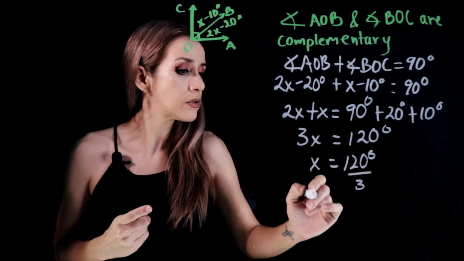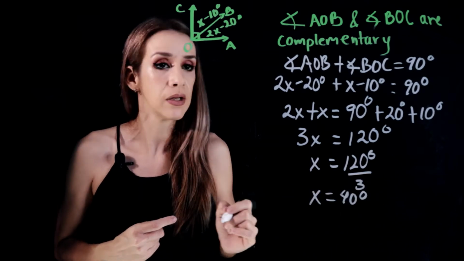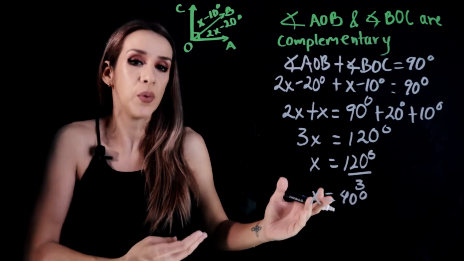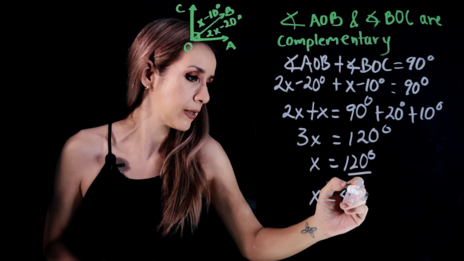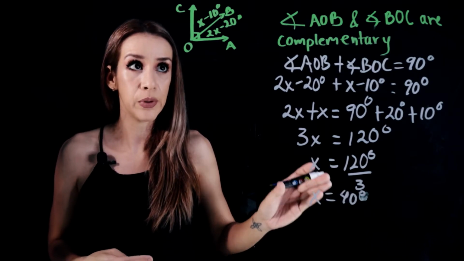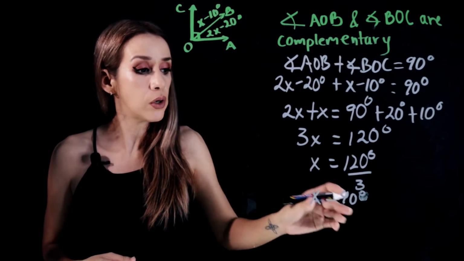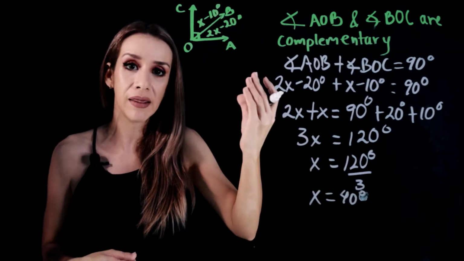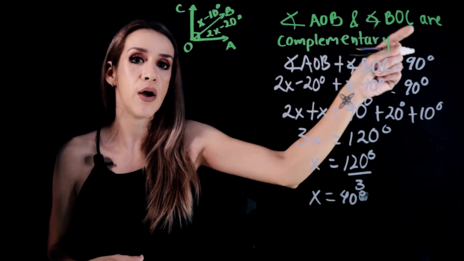And the final total, x is going to be equal to 40 degrees. So this is not the final answer. We just know that x is equal to 40 degrees. It looks like a 400, sorry. We just know that this x is equal to 40 degrees, but we're still missing the value of these two angles. We're going to substitute this value into these two tiny expressions to find the actual value of the angles AOB and BOC.